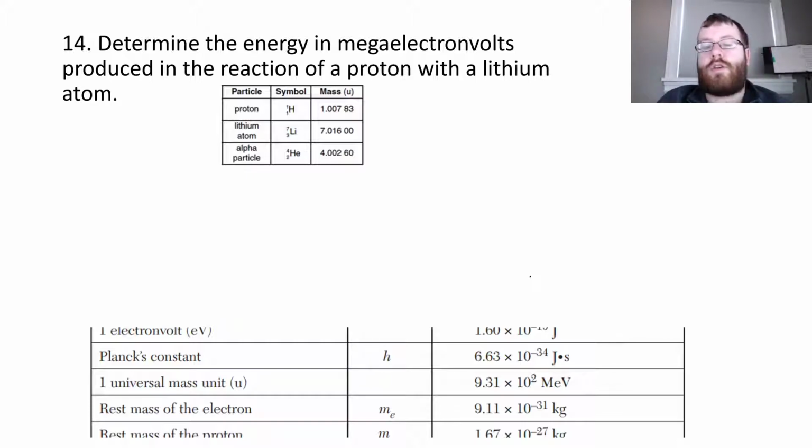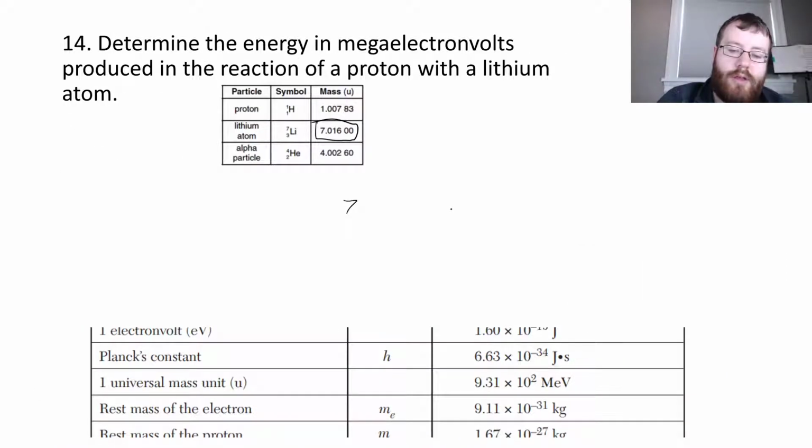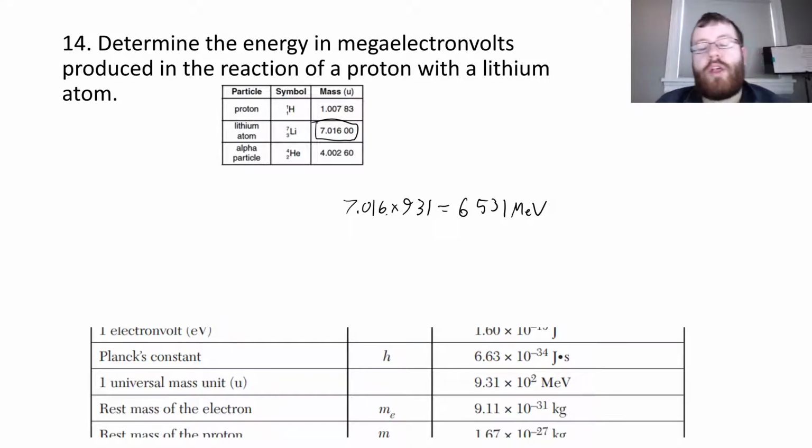This next question works the same way. It's asking to find the mega electron volts of lithium. They give you the mass of lithium, and just like before, you're just going to simply multiply the two together times the 931. And when you do that, you get 6,531 mega electron volts. That's pretty much how those questions go. I think they're pretty straightforward.